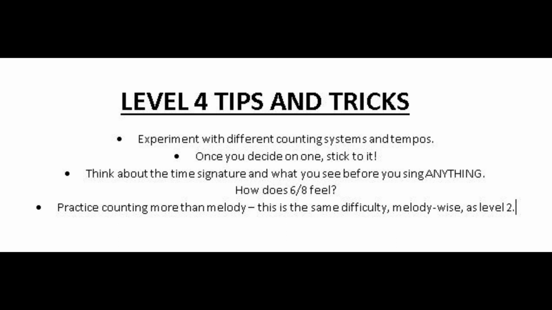This is really the same difficulty-wise, melody-wise, as level 2, as I think I already said. Level 2, in fact, is probably even a little harder because it kind of tends to go overboard on the skips. This is not that bad skip-wise. There's do, mi, so. So mi do, maybe a high do in there, maybe a low so in there, but it's all the same skips at least that you had in level 2. So practice counting more than you would practice the melody on level 4.